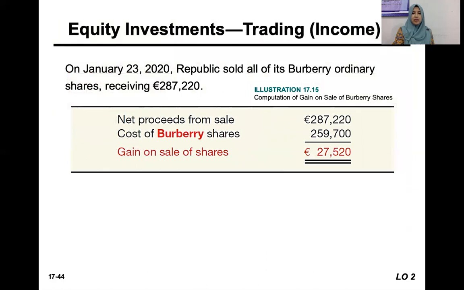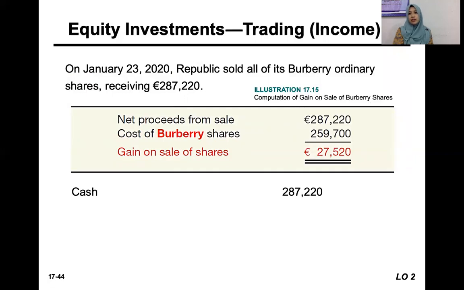Let's say later on the company sells one of its equity investments. The cost of that equity investment was 259,700, and the selling price is above that, which is 287,220. So the company gets a gain on sale of shares in the amount of 27,520.